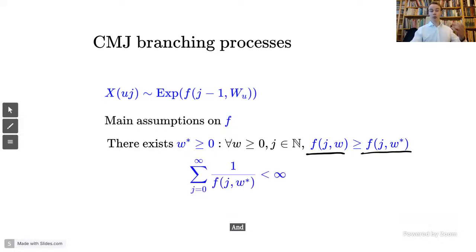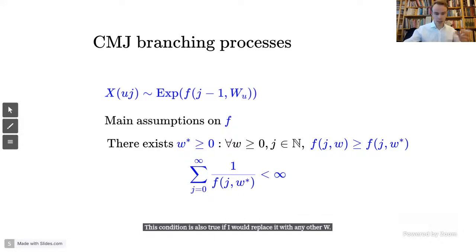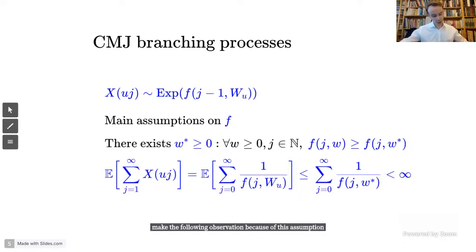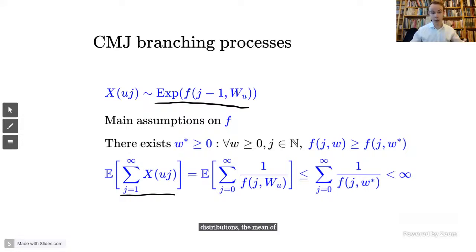And then secondly, we want to consider this superlinear setting. So we're going to assume that this summability condition is satisfied. And in particular, because of our global minimizing weight w star, this condition is also true if I replace it with any other w, right? So immediately we can make the following observation because of this assumption. If we look at the sum of all interbirth times of some individual U, and we take its expected value, because these X_{U,J} have exponential distributions, the mean of X_{U,J} conditionally on its weight will be 1 over this function f. And because of our global minimizing assumption here, we have an upper bound that is equal to this sum, which we assumed to be finite.